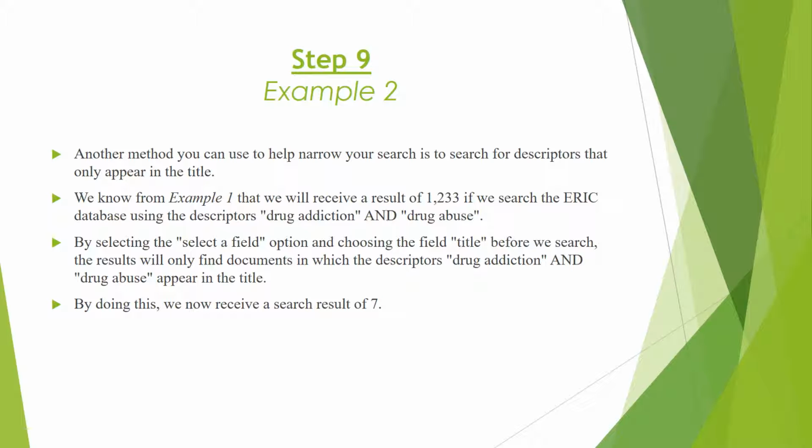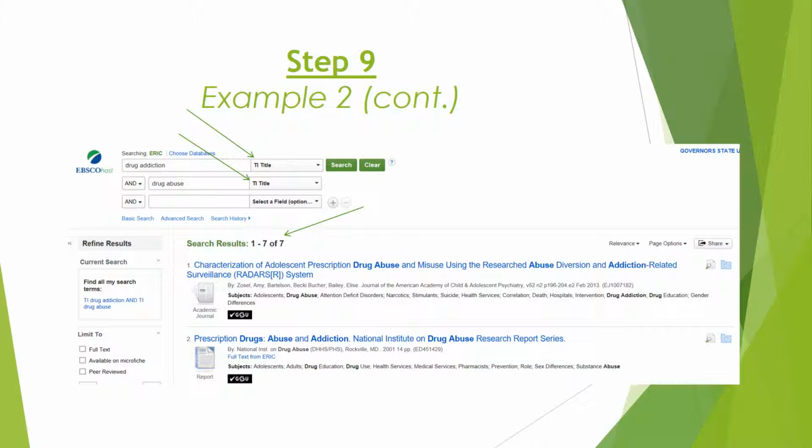By selecting the Select a Field option and choosing the field title before we search, the results will only find documents in which the descriptors drug addiction and drug abuse appear in the title. By doing this, we now receive a search result of 7.